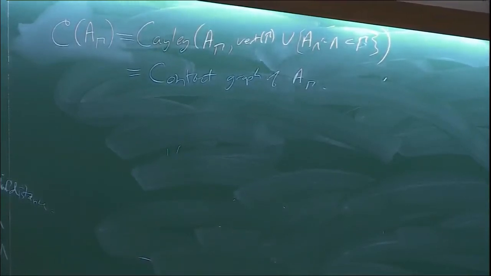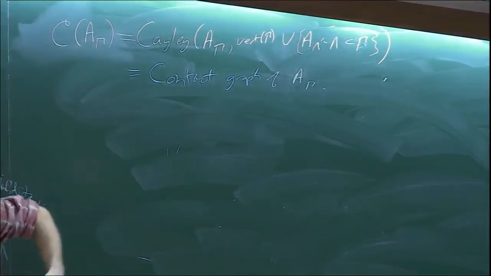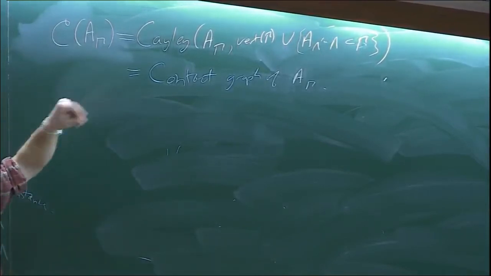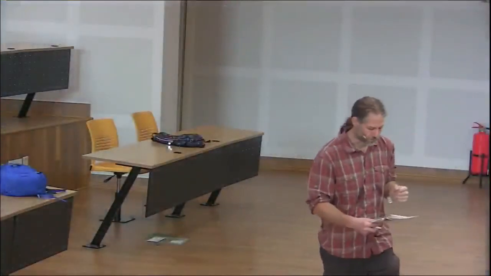So that's what you do for any particular Artin group. And then you can do the same construction for any one of the subgraphs, or for any one of the left cosets of the subgraph. It's just isometric to whatever the subgraph was.